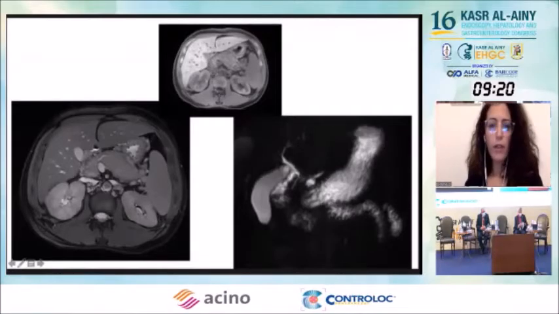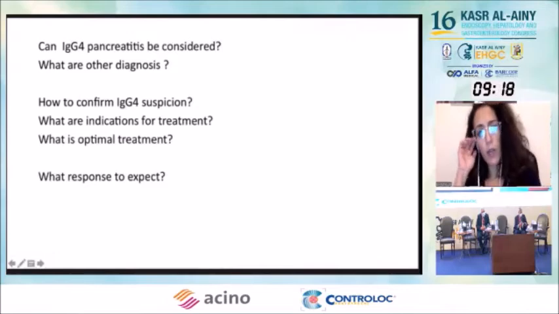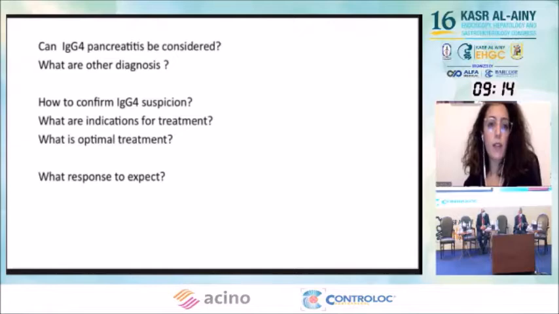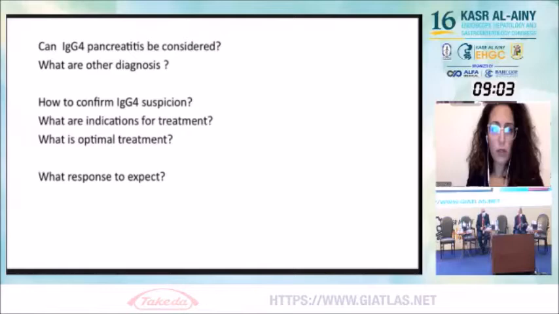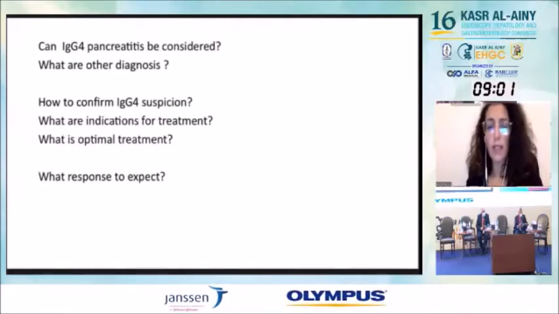When you have this kind of findings, can we evoke or consider IgG4 pancreatitis? What are other diagnoses that we can think of? How do we confirm this IgG4 suspicion? What are the indications for treatment, if there are any? What are the options for treatment, and what response to expect? These are the questions that I try to answer for these patients.